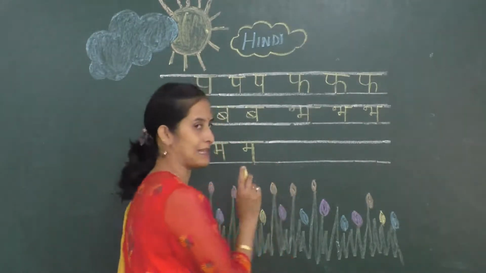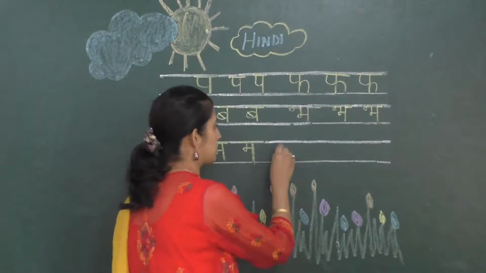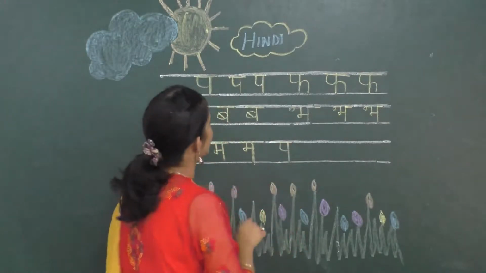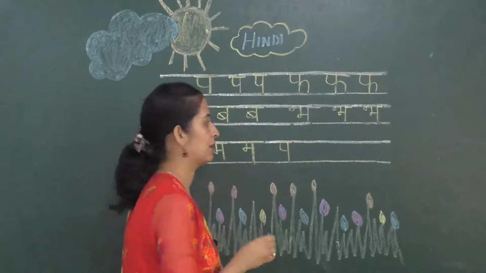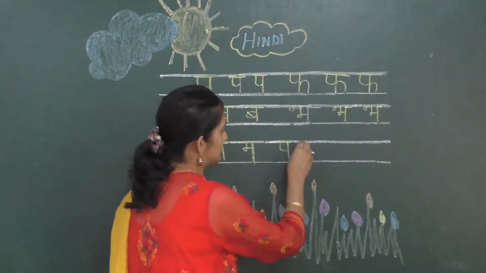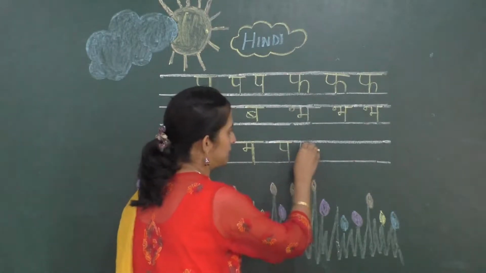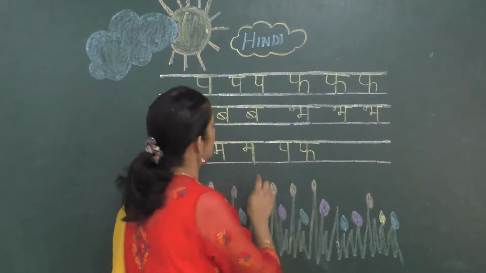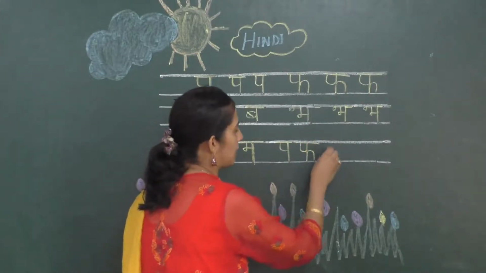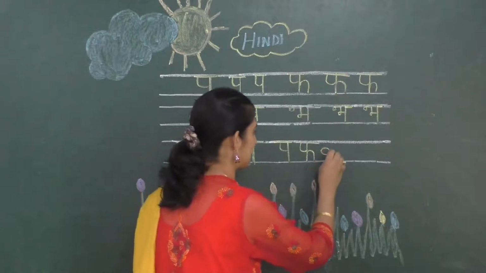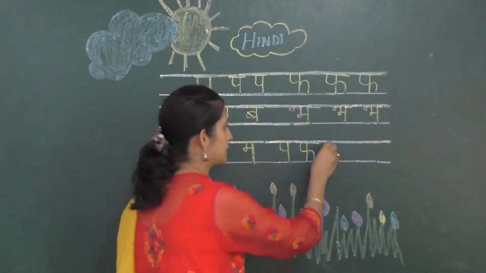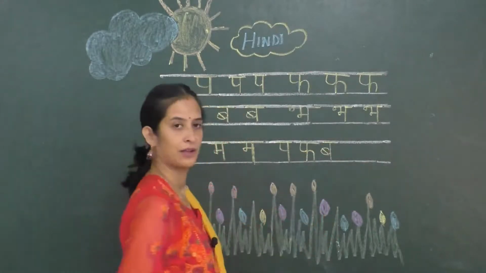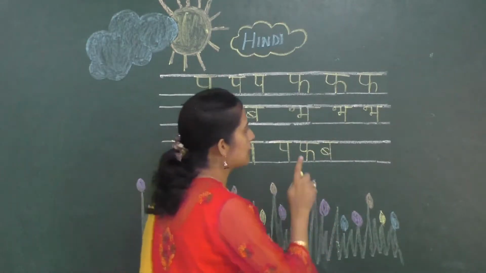Okay, so the first letter is pa. So curve, standing line, sleeping line. Then we have fa. Fa also same, curve, standing line, down curve, sleeping line. Pa, fa. Ba. For ba we will make a curve, that is right open curve, standing line, slanting line, sleeping line. Okay, the next letter is bha.